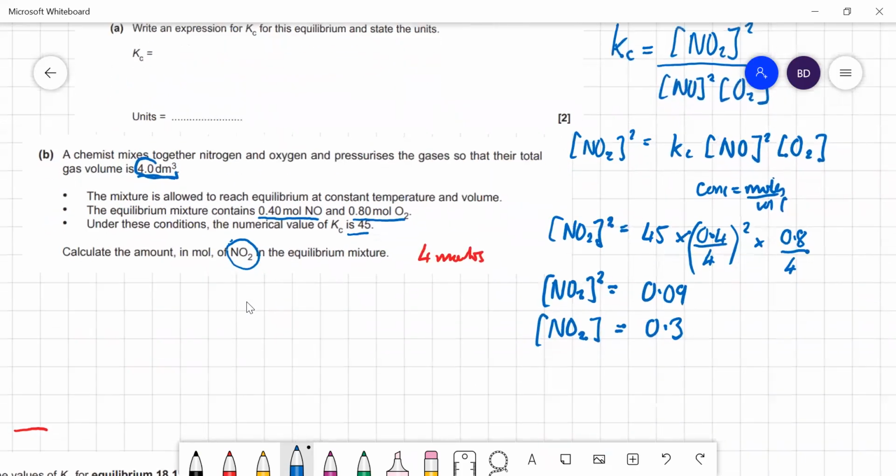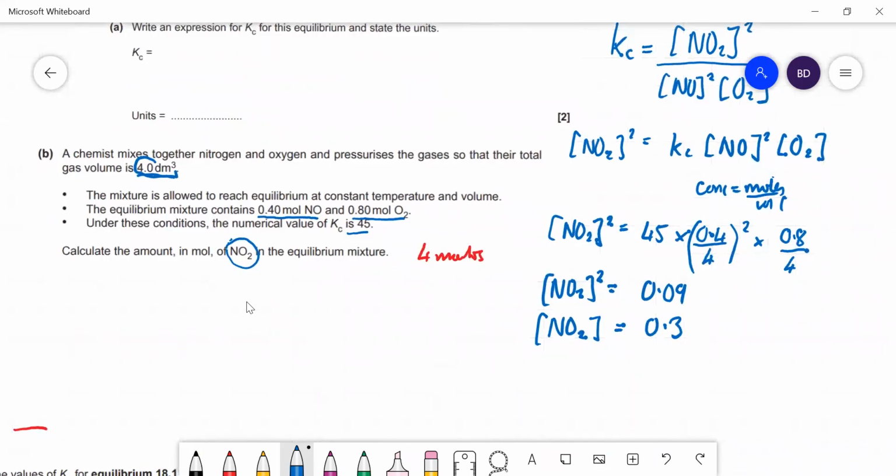Now we need to work out the moles of NO2. We know that moles is going to be equal to the concentration times the volume. The concentration we've just worked out is 0.3 and the volume is 4 dm cubed. So that's going to be equal to 1.2 moles. That's the answer. The number of moles of NO2 we've got is 1.2 moles.